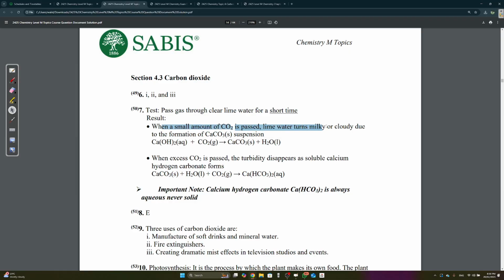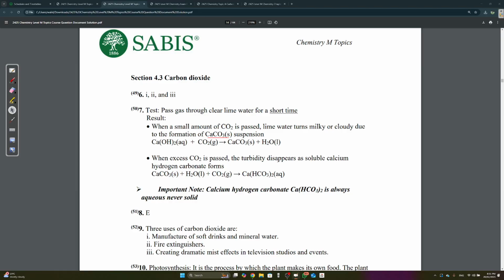When a small amount of CO2 is passed in, the lime water turns milky or cloudy, right? You need to know this, these could all be questions. Why does it turn cloudy? Because it forms the precipitate CaCO3, and CaCO3 in water becomes cloudy. As you can see here, calcium hydroxide is lime water. Lime water, calcium hydroxide, plus carbon dioxide produces CaCO3 and H2O.